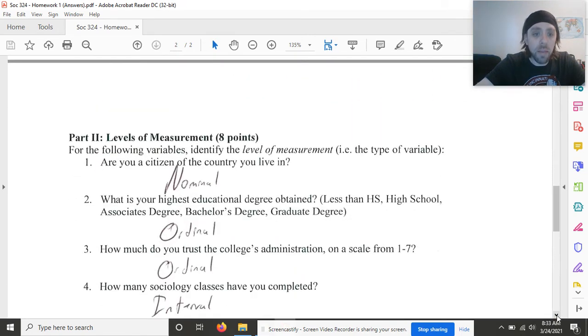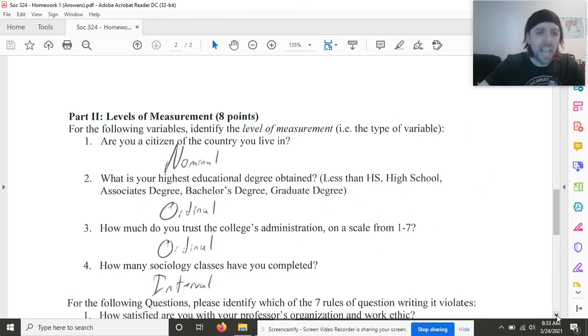Moving on to the second page in part 2, we were asked to identify levels of measurement. So the first variable, are you a citizen of the country you live in? That's nominal. That's clearly a nominal variable because you would answer yes or no. Or if you want to make it slightly more intuitive, you could say no, but I'm becoming one. Yes, and I wasn't born a citizen, but I became one.